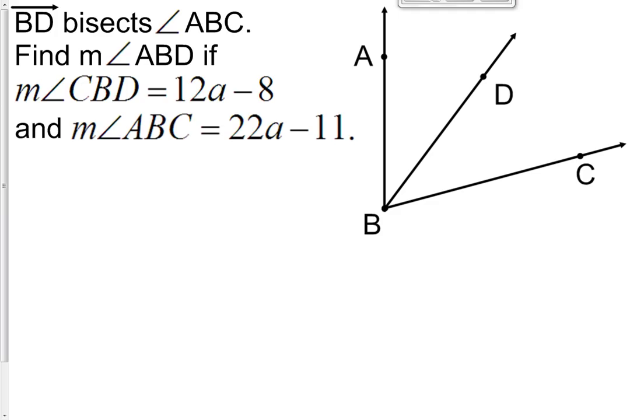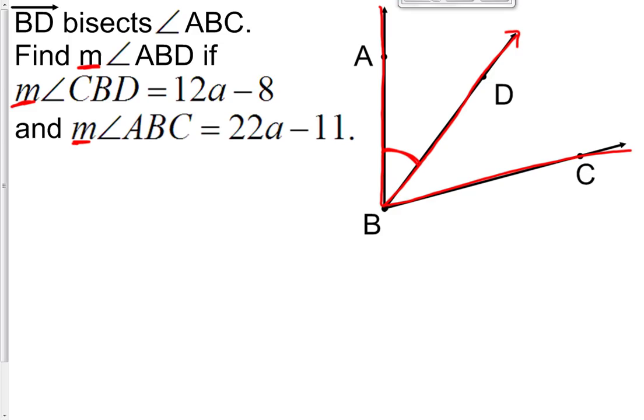BD is a bisector. BD, this ray right here, ray BD, bisects angle ABC. So here's angle ABC. Notice B is the vertex that's in the middle. Find the measure. So this M right here, all of these mean the measure of. Find the measure of angle ABD. So this is my variable. That's what I want to find. Let's write down what we know.